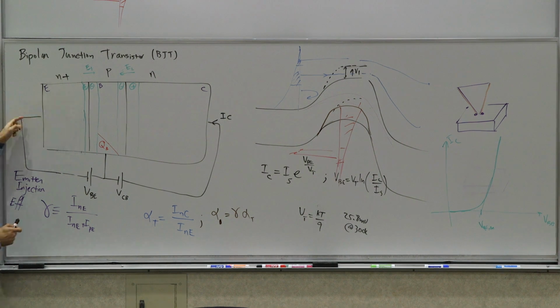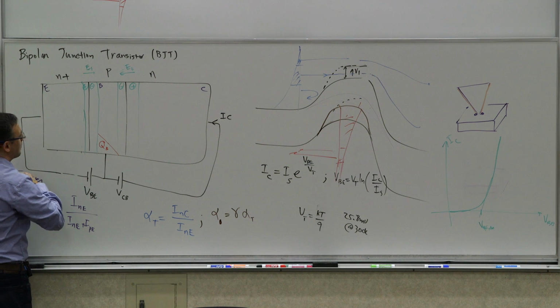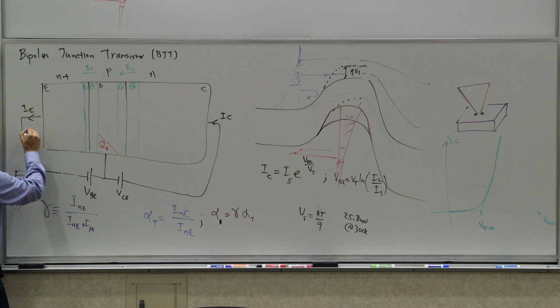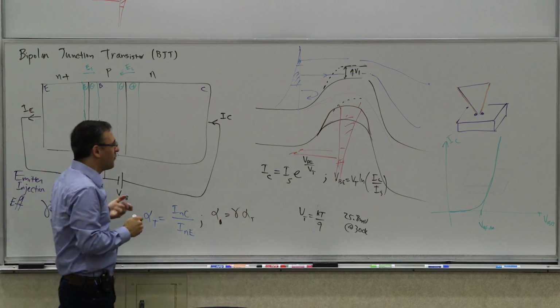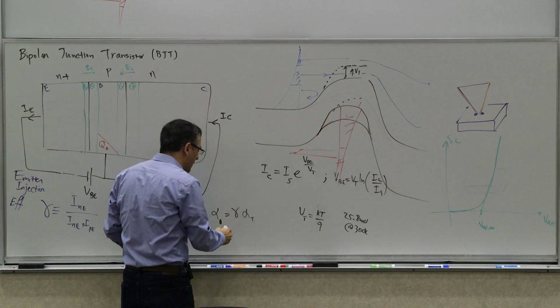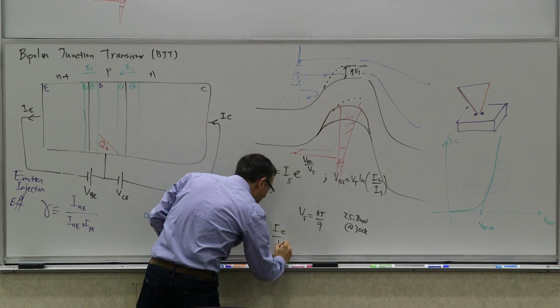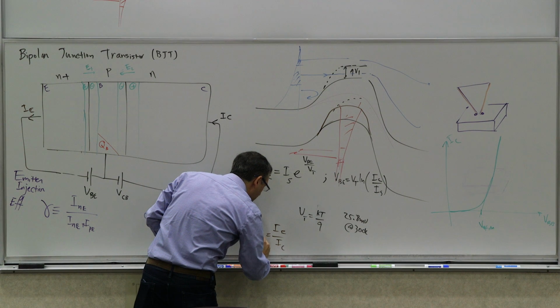The current that you have to basically put in here. Well, you're really taking it out because it's negative charge. So this current is IE, and that current is IC. And what you have here is that essentially IC over IE is going to be alpha 0.